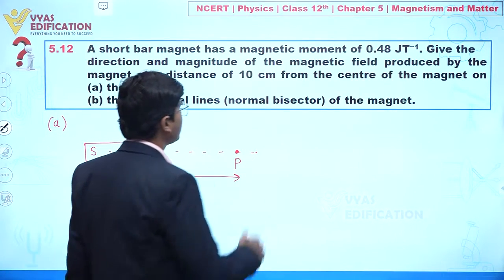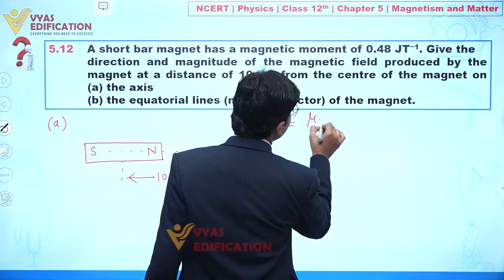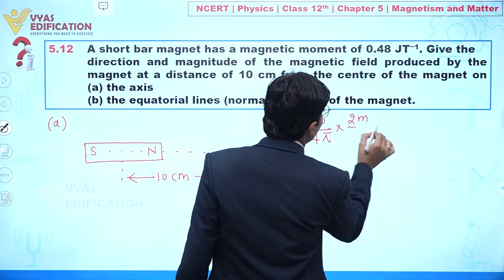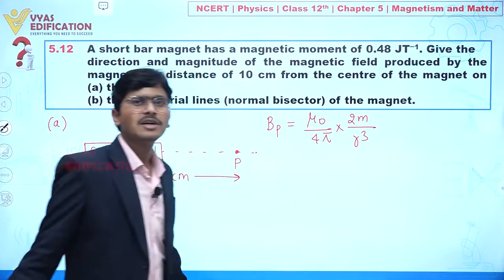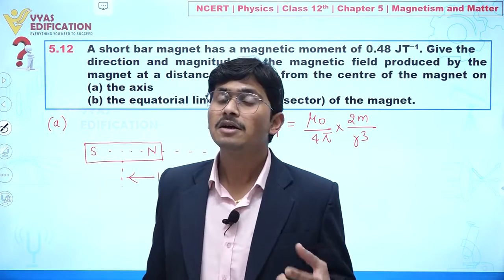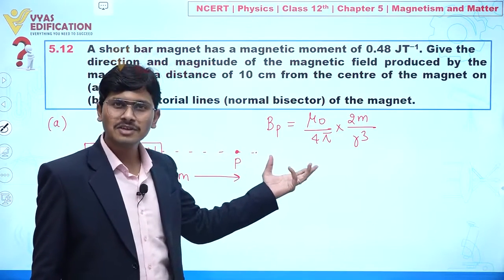So what is the formula? You know, for a short dipole, this is given by mu naught upon 4 pi multiplied by 2m over r cube. Clear? Now the value of mu naught. Mu naught is what? This is the permeability of free space.